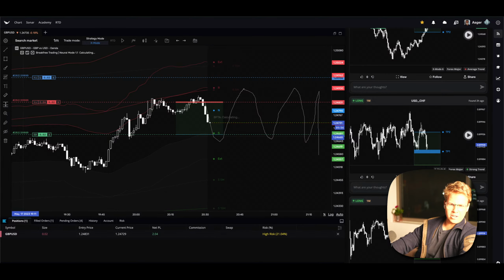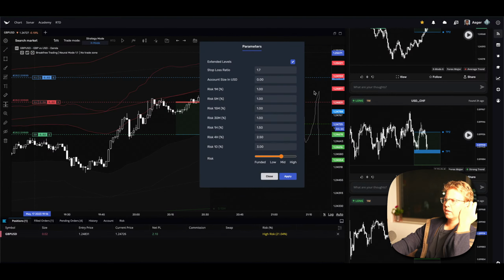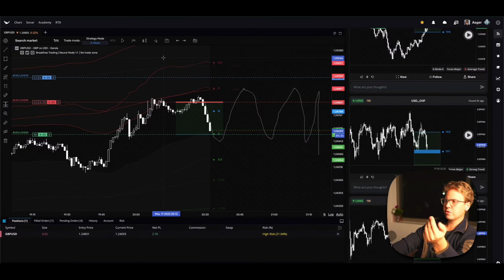Okay, let me see. Is there built-in risk management for neural mode so I can choose? Yeah, Senna, you can click up here and you can set your risk for each time frame that you're willing to take. So 1 minute you can set it here. And account size in US dollars will just read from your broker balance, or you can override it with a custom value if you want to.